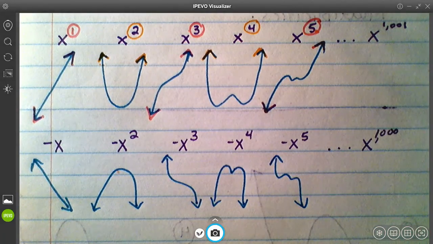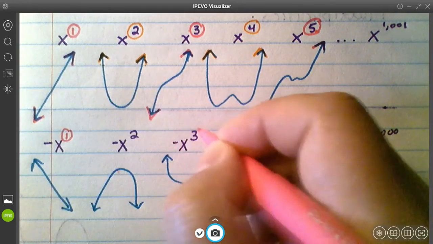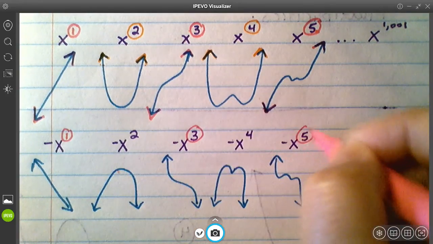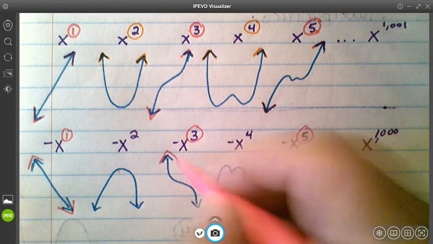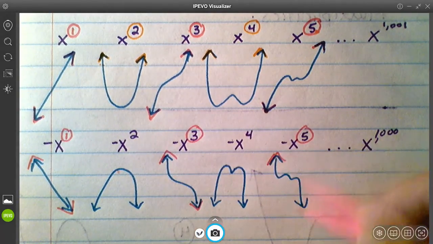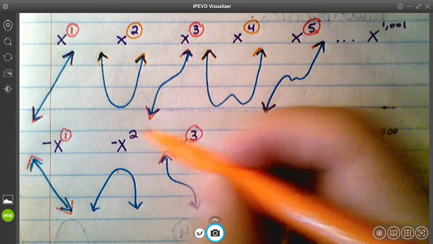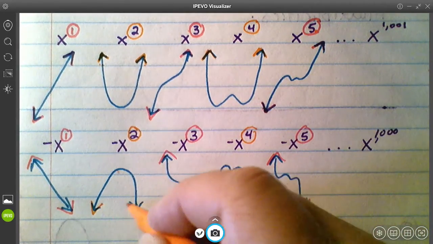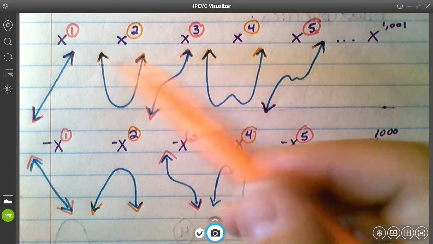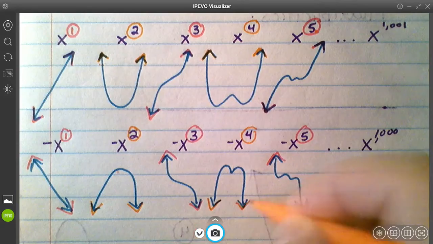Okay? Did it change the end behavior in a way? No, because all the ends for the odd are still going in the opposite direction. They've just flip-flopped the direction. And all of the evens are going in the same direction. It's just instead of pointing both upward, they're pointing both downward.